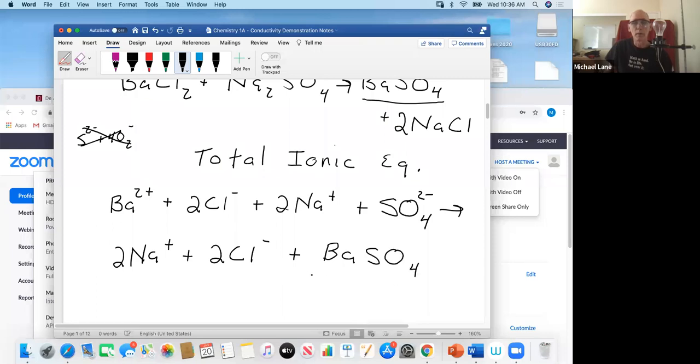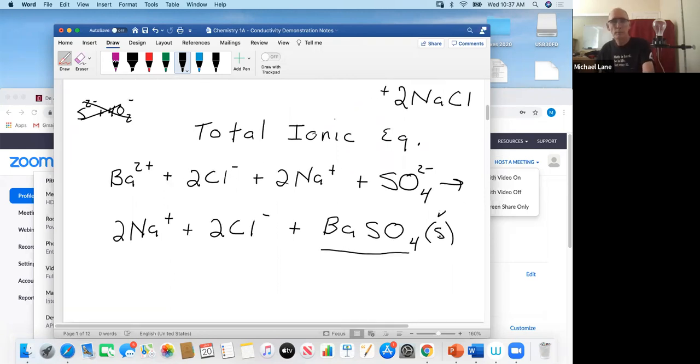There is barium sulfate. Now, there are a couple of different ways you can identify this as a solid. The first is to put a parenthetical S in there for solid. I am in the habit of underlining it, a habit that is about 40 years old, and I'm not going to break it now. Either way is acceptable. The book uses this way to do that. So this now is the total ionic equation.